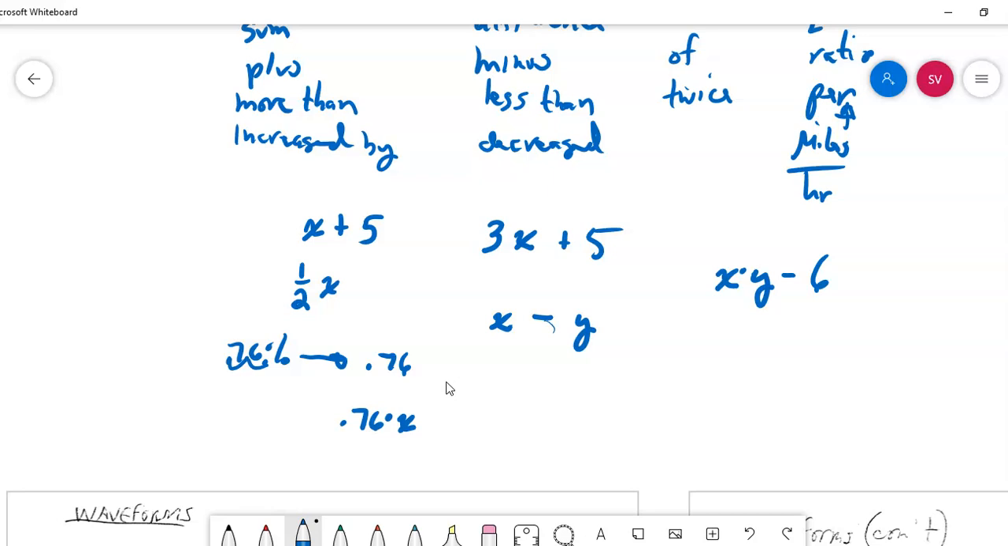And let's do one more here. Translate into an algebraic expression: 5 less than 43% of the quotient of two numbers. 5 less than 43% of the quotient of two numbers.